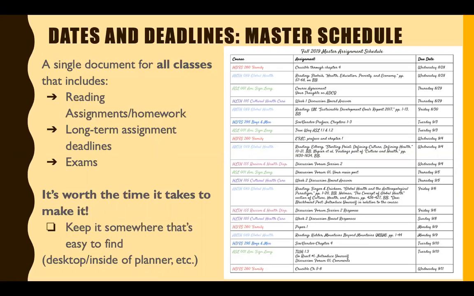An example of this is on the side. Having the course on the left-hand side, the assignment, and the due date in chronological order can be really helpful in viewing your week or your semester. It's time-consuming, but it's worth taking the time to make it. And just make sure you keep it somewhere that's easy to find, whether that's your desktop or the first page inside your planner.